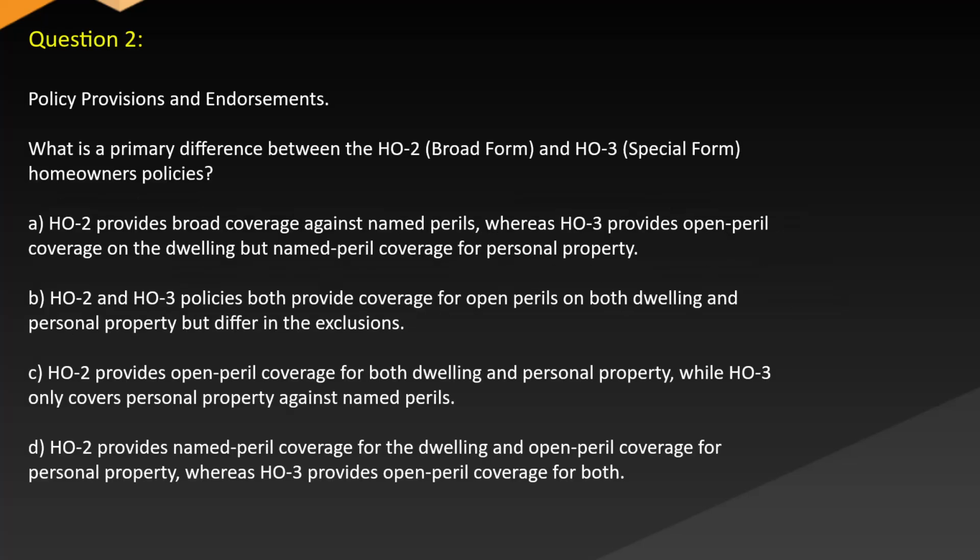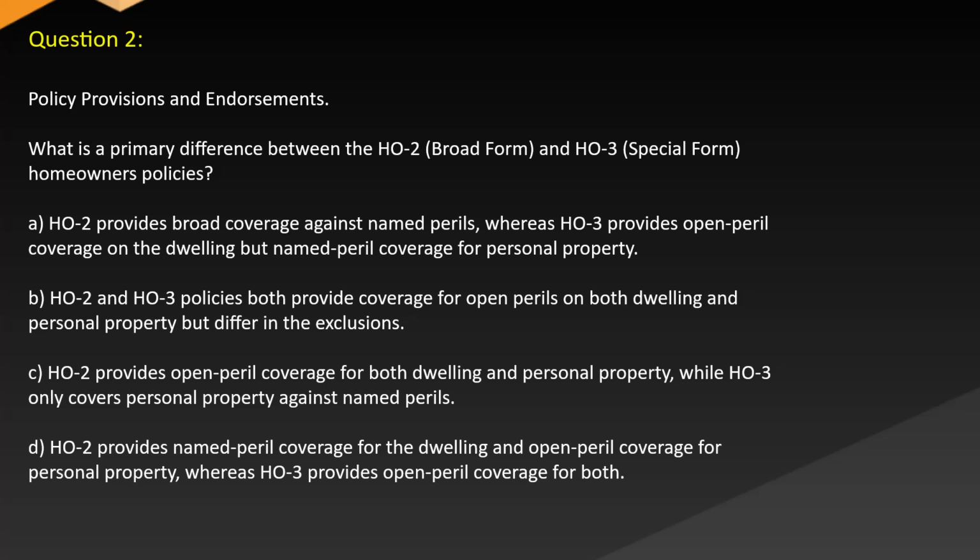Question 2. Policy provisions and endorsements. What is a primary difference between the HO2 broad form and HO3 special form homeowners policies? A. HO2 provides broad coverage against named perils, whereas HO3 provides open peril coverage on the dwelling but named peril coverage for personal property. B. HO2 and HO3 policies both provide coverage for open perils on both dwelling and personal property but differ in the exclusions. C. HO2 provides open peril coverage for both dwelling and personal property, while HO3 only covers personal property against named perils.